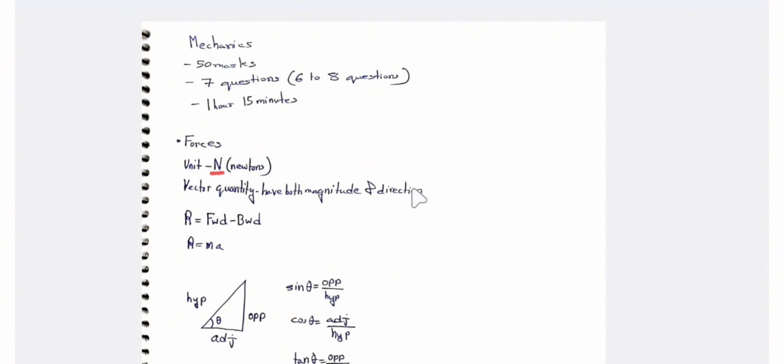That means it contains magnitude and direction. Then resultant force is equal to forward force minus backward force, and resultant force is equal to mass into acceleration, or force is equal to mass into acceleration.